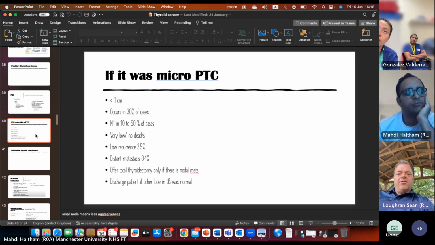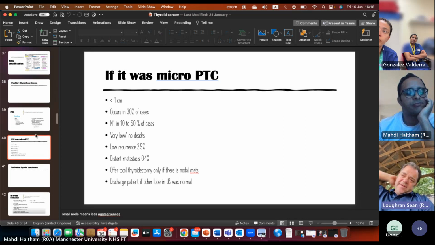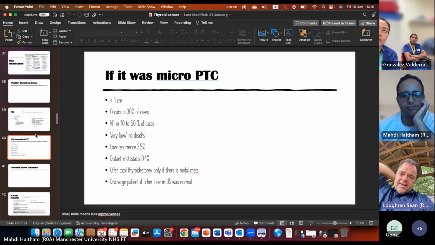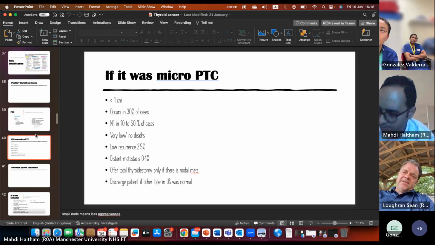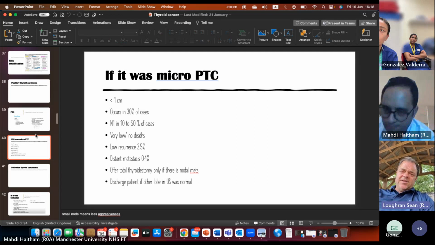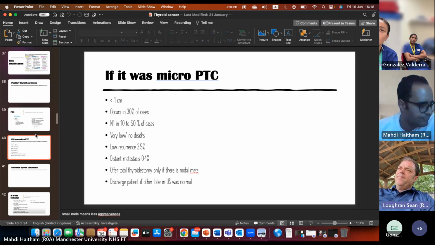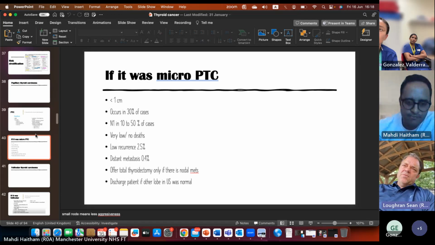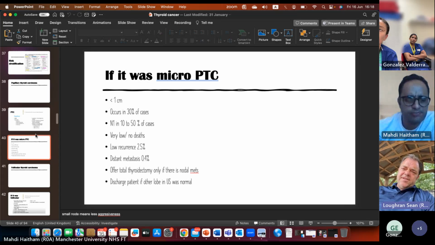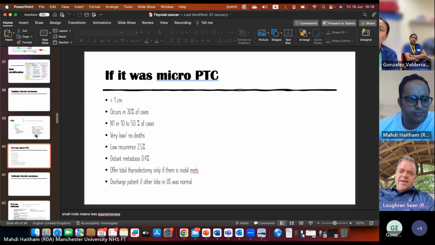Haytham's just put up a thing about micro PTC. There are a number of, and I think this is where the paper is quite an interesting one, which we'll talk a bit about in a while, looking at the size of the papillary cancers. That does seem to be relevant. We stage the size of the PTCs on the TNM8.